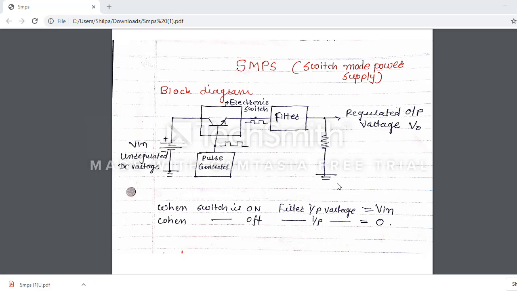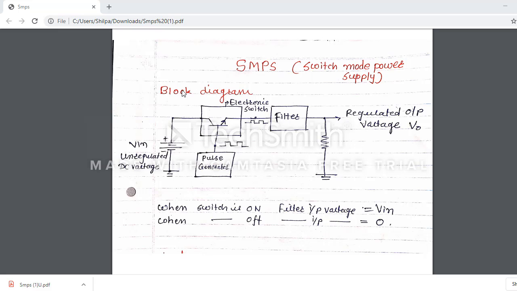So SMPS is a device which is used to convert AC or DC signal into a regulated DC output. This device works at a high frequency. We can define it as an electronic circuit that converts power using switching devices turning on and off at higher frequency. Okay, now we can see here the block diagram.